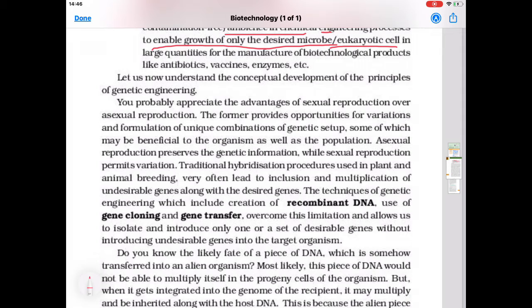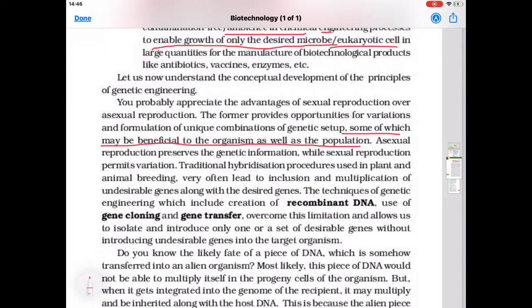As we already know, sexual reproduction has more advantage over asexual reproduction. Under sexual reproduction, there are opportunities for variations and formation of unique combinations of genetic setup, some of which may be beneficial to the organism as well as to the population. Under sexual reproduction, variations occur, and these variations or new combinations are useful for the organisms and for the population also. Asexual reproduction preserves the genetic information while sexual reproduction permits variation.